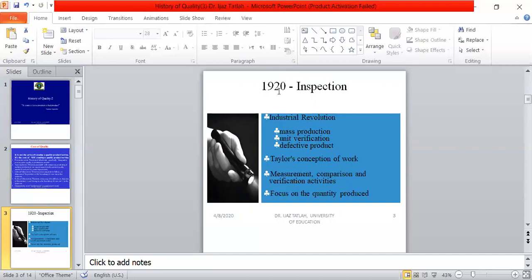So the first time, in 1920, after the industrial revolution, mass production, unit verification, and defective product, these three things were incorporated into manufacturing. According to Taylor's conception of work, measurement, comparison and verification activities focus on the quality produced. Doing all this is known as inspection. As you can see, some inspector with a torch in his hand is looking after the things. He is inspecting the products.